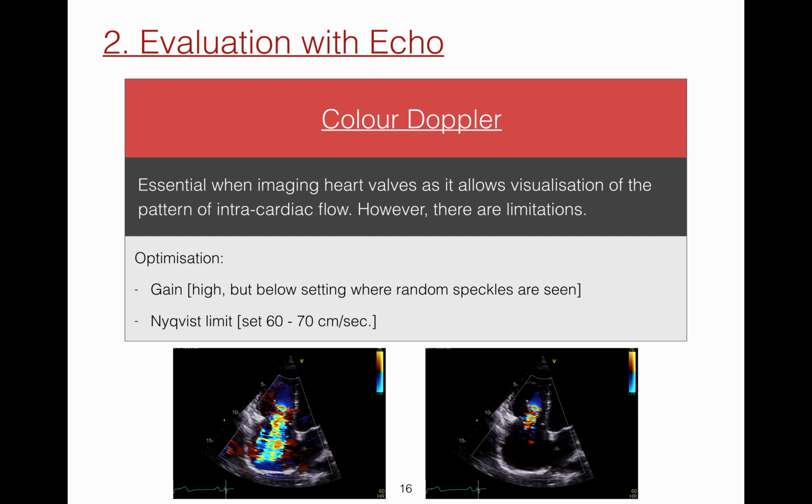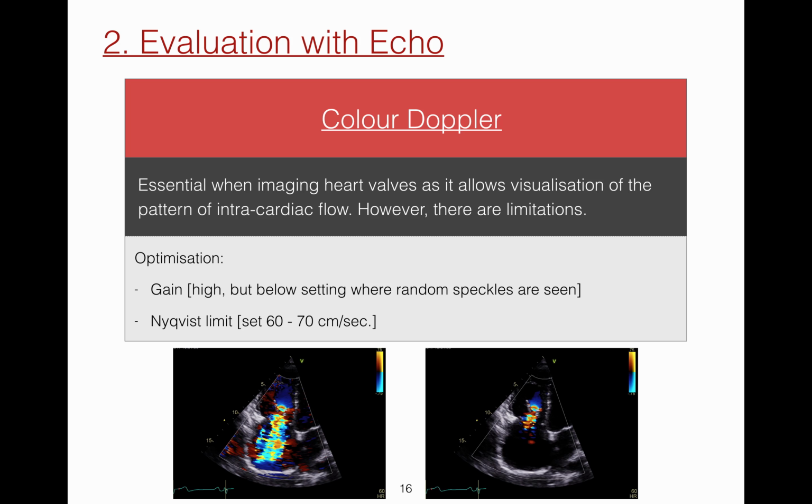The two images at the bottom of this screen are the same with one exception: the gain settings. In the image on the left, the gain is too high. Random speckles can be seen at the edges of the colour box, and the regurgitant jet looks large. In the image on the right, the gain settings are too low. No random speckles are seen, but the regurgitant jet is hardly discernible.